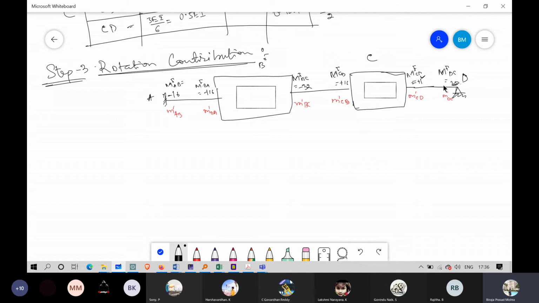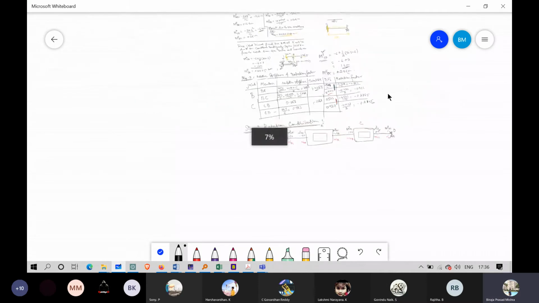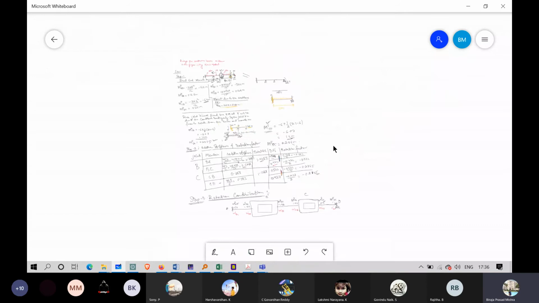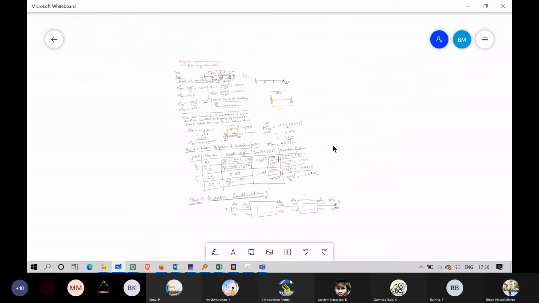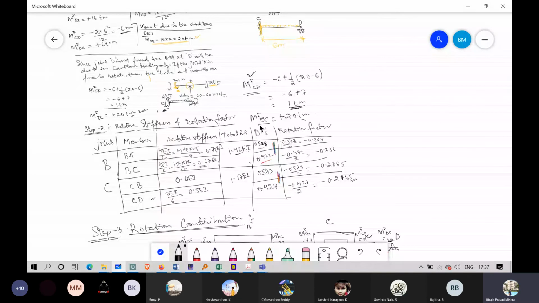So you just check this one. Here we have calculated. You see, here we have calculated. Sorry, this is my mistake. Here it is 1 ton, so this will be that 1. And this MFDC will be 20, whatever we have calculated.